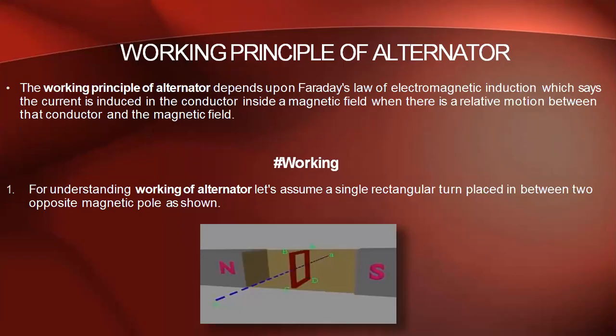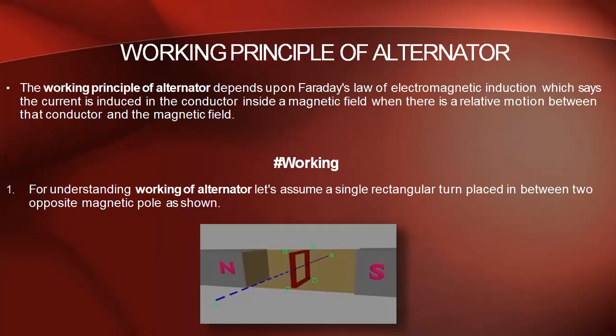What are the requirements for the production of EMF? There are three requirements. First, there should be a conductor. Second, we need a magnetic field. Third, we need relative motion between the conductor and the magnetic field. Now, coming to the working of the alternator.